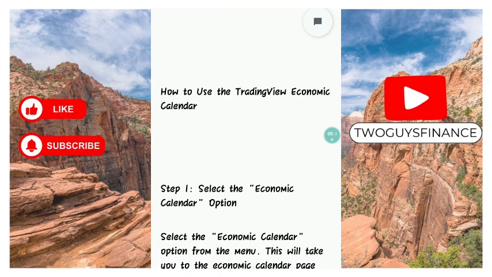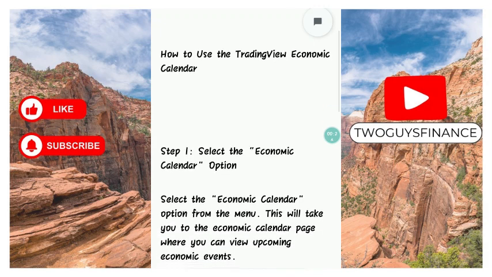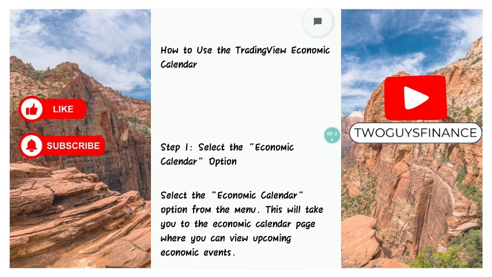Now the first step is to select the economic calendar option. You just go ahead and select the economic calendar option from the menu. This will take you to the economic calendar page where you can view upcoming economic events.